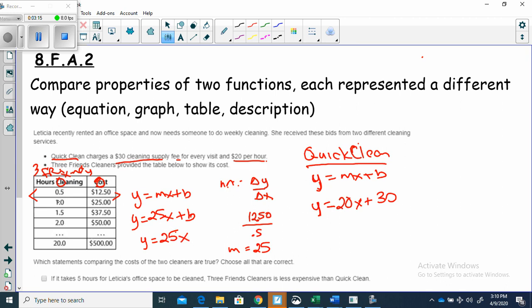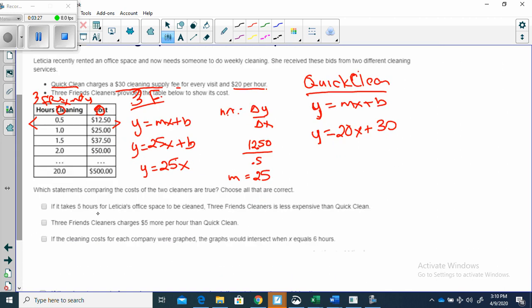Now let's answer the questions that we've got down here. We know that this one is Three Friends. I'm going to make it 3F to mean Three Friends. This one is Quick Clean. If it takes 5 hours for Letitia's office space to be cleaned, Three Friends is less expensive. Well, let's look and see. I want to put all the Three Friends things here. I'm going to put all the Quick Cleans over here. Let's check it and see.